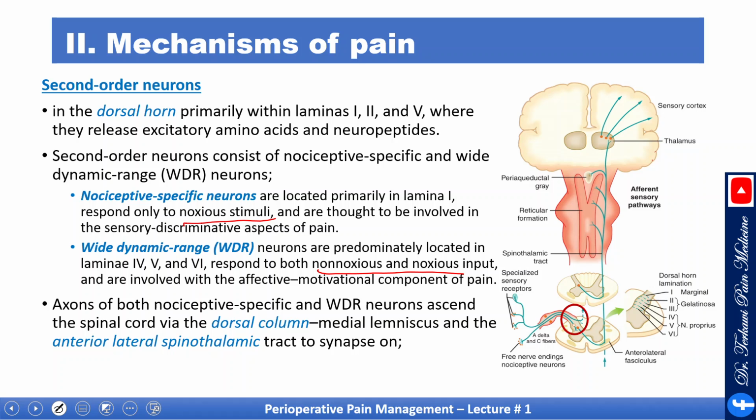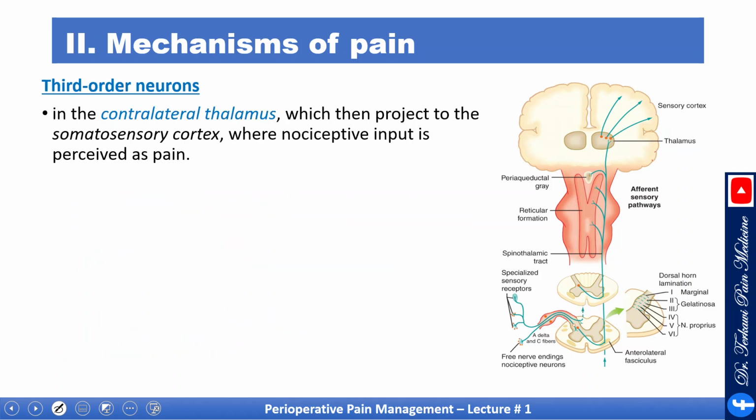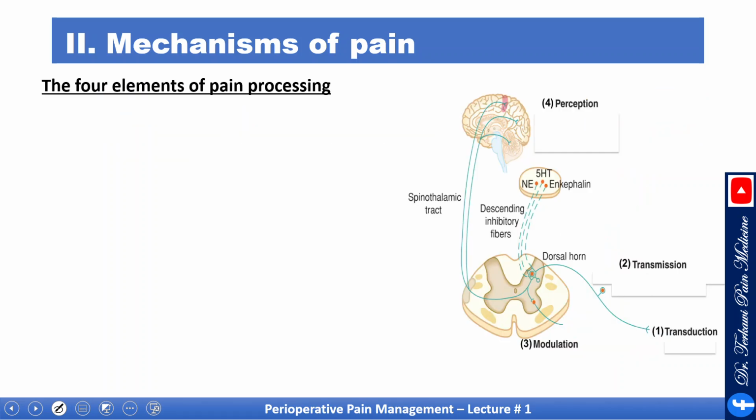Axons of both nociceptive specific and wide dynamic range neurons ascend the spinal cord via the dorsal column medial lemniscus and the anterior lateral spinothalamic tract to synapse in the contralateral thalamus, which is the third order neuron. So the third order neuron in the contralateral thalamus then projects to the somatosensory cortex, where nociceptive input is perceived as pain.